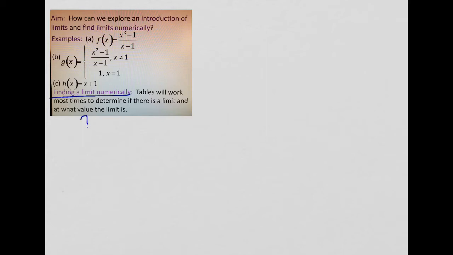So let's look at A, B, and C. A is a rational function, f of x. B is a piecewise function, where the first piece is a rational function, but it's not defined at x equals 1. For x equals 1, the y value is 1. And C, we have a different function here. h of x is just a linear equation, a nice line. So we're going to graph these out, and this gives me the chance to show you what it would look like if we graph each one.